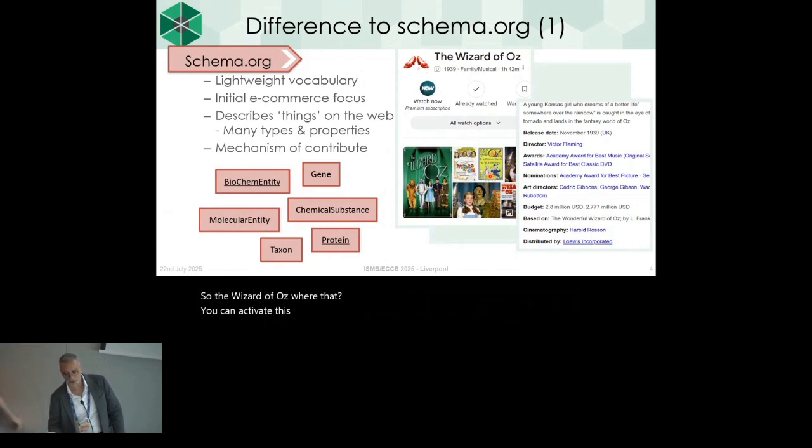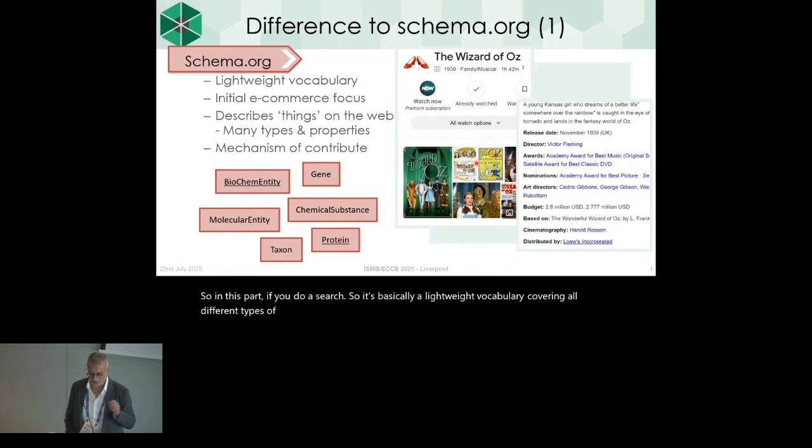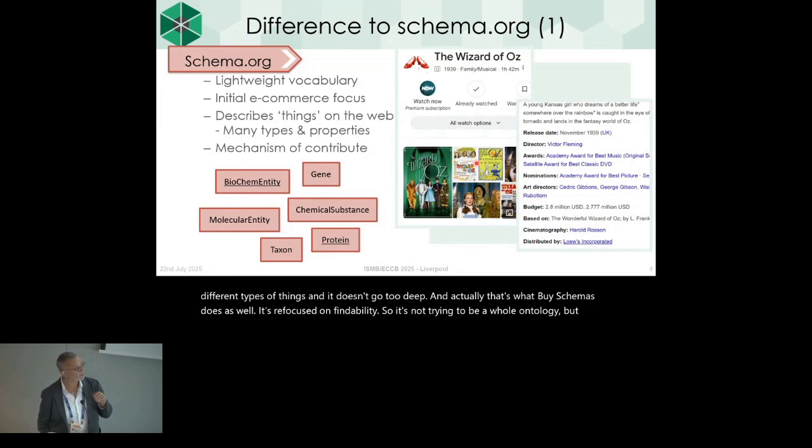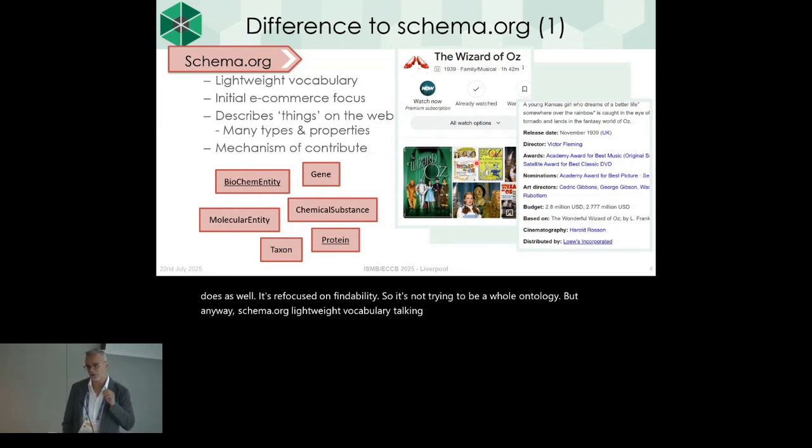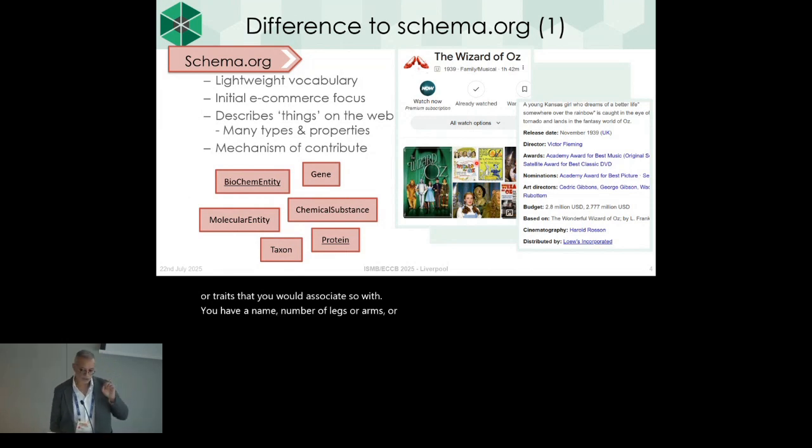Okay. So in this part, if you do a search, it's basically a lightweight vocabulary covering all different types of things, and it doesn't go too deep. And actually, that's what Bioschemas does as well. It's really focused on findability, so it's not trying to be a whole ontology. But anyway, schema.org is a lightweight vocabulary talking about things, and the things are known to them as types. They call them types. And each of these things has characteristics or properties or traits that you would associate. So with a person, you'd have a name, number of legs or arms or whatever. So those are then properties.